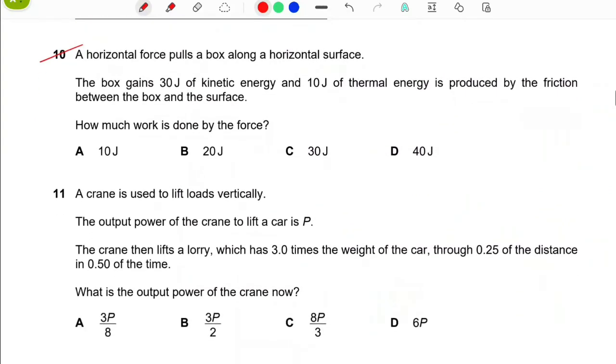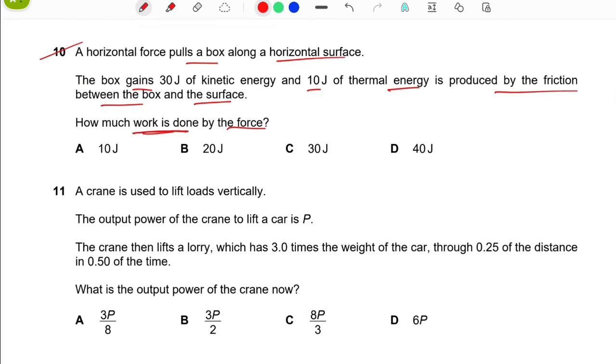Question number 10 says a horizontal force pulls a box along a horizontal surface. The box gains 30 joules of kinetic energy and 10 joules of thermal energy, which is produced by the friction between the box and the surface. So there is some friction happening over here. How much work is done by the force? So again, apply my trick and life will be great.